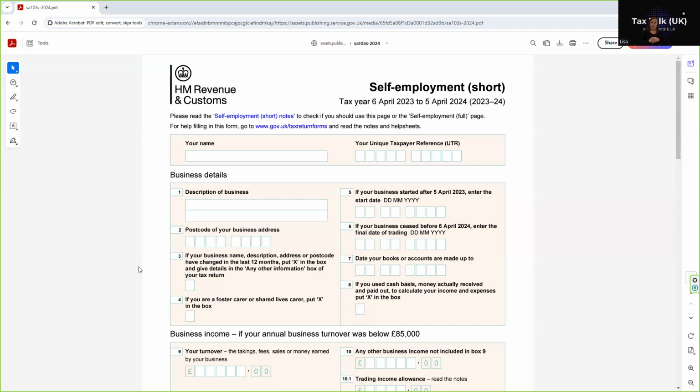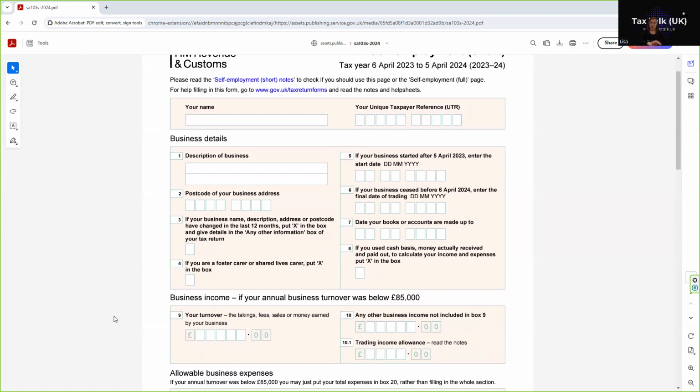Some of the boxes you'll see when you're completing online are optional. If you leave a box blank and it has to be filled in, then it won't allow you to carry on any further. So some of the information here is optional, but you should try to enter as much information as possible. If you're a new business or you're at the end of trading, you have the opportunity to notify HMRC here, as well as saying which date your books or accounts are made up to.